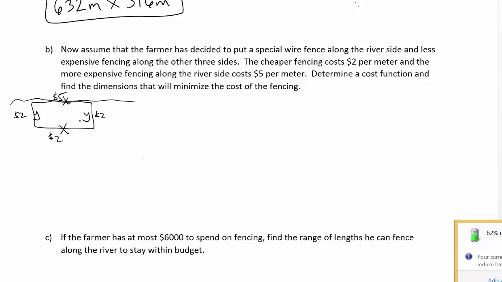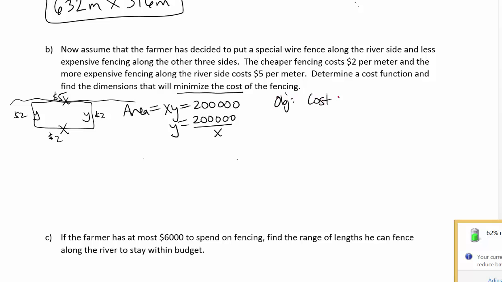So we still have that same constraint in place as before. We still have the constraint that the area, x times y, is still equal to our 200,000. We haven't lost that. So we know that y is still going to be 200,000 divided by x. But this time around, we're trying to minimize cost. So our objective function is now going to be a cost function that we want to find the minimum of. It's not exactly the same as just fencing.